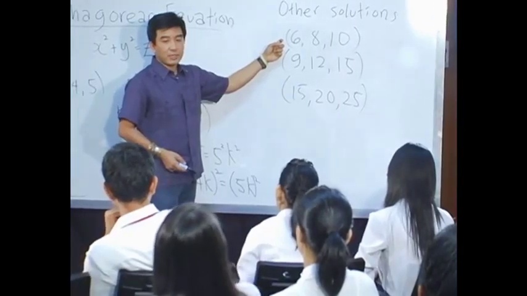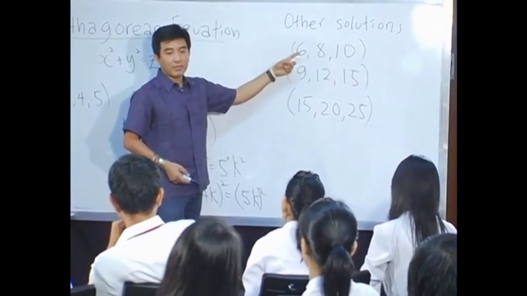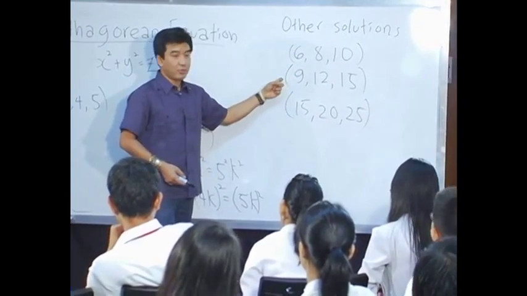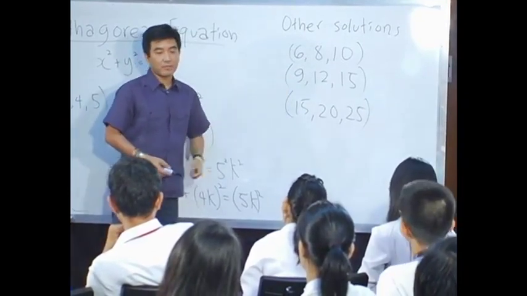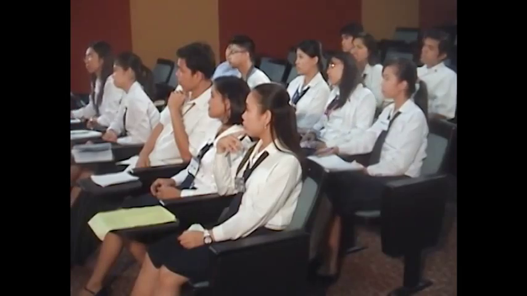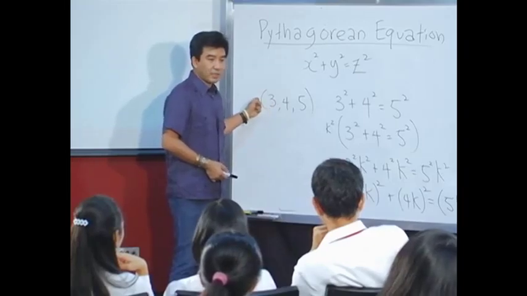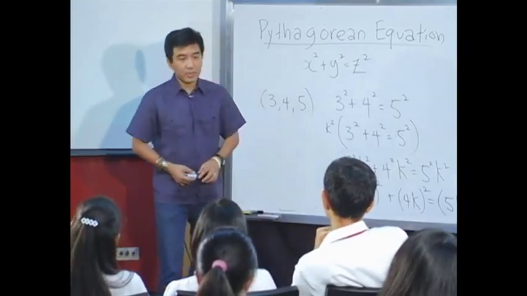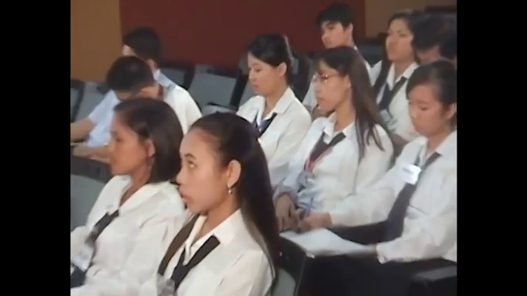This is actually more interesting because look at this. If you look at these three numbers, they have a common divisor 2. This has common divisor 3. This has common divisor 4. However, this has common divisor 1. We have a special name for this. We call this a primitive Pythagorean triple. A primitive Pythagorean triple is a Pythagorean triple whose GCD is 1.